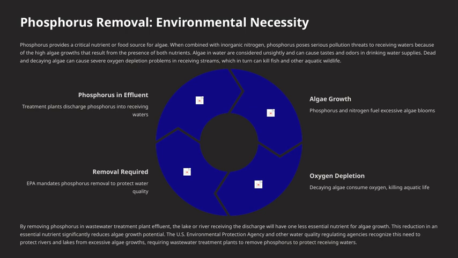They require wastewater treatment plants to remove phosphorus as a key step in safeguarding our water bodies from excessive algae growths. So, in essence, phosphorus removal isn't just about compliance. It's about preserving healthy, balanced ecosystems and ensuring clean, safe water for everyone.